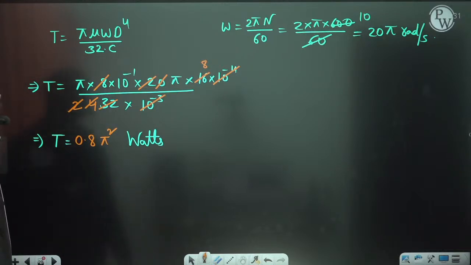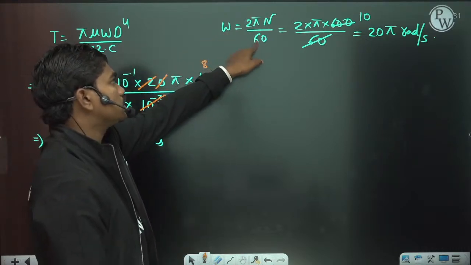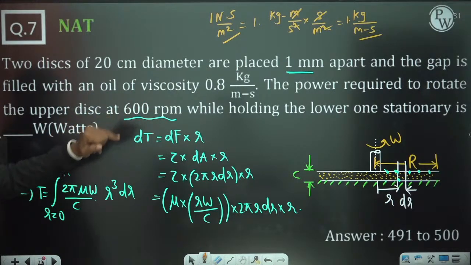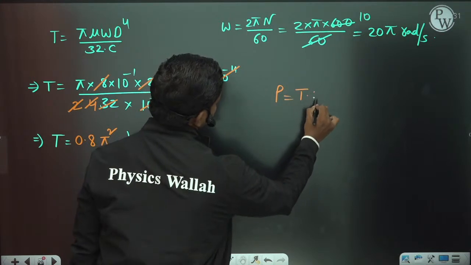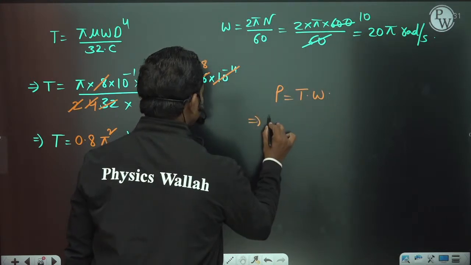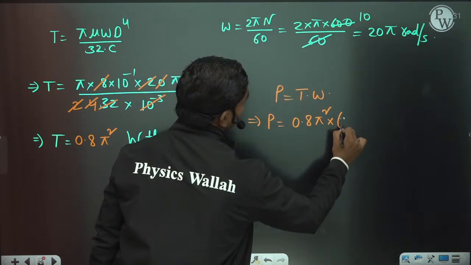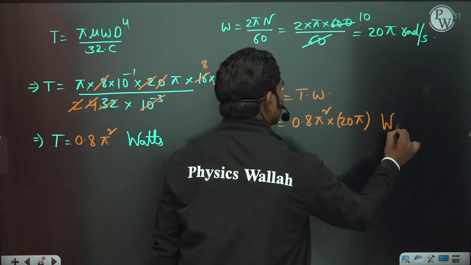Pi mu omega d power 4 by 32 c, where omega is 2 pi n by 60. They are asking you for the power, correct? So power is equal to torque into omega. So P is equal to 0.8 pi square into 20 pi is what you have here. Okay, so these many watts.